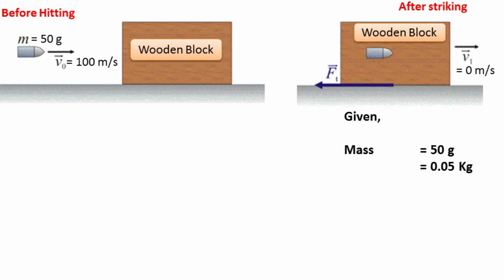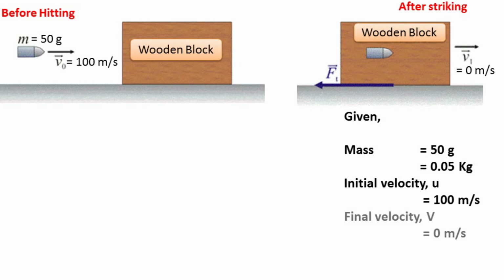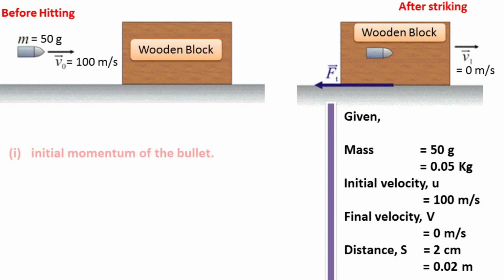Initial velocity u is equal to 100 meter per second. Final velocity v is equal to 0. Distance s is given as 2 centimeter. We have to convert to meter. 2 divided by 100, which is equal to 0.02 meter. Now the first part, initial momentum of the bullet.